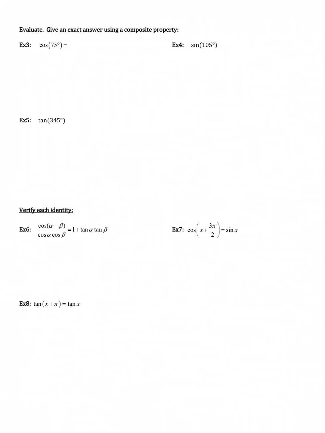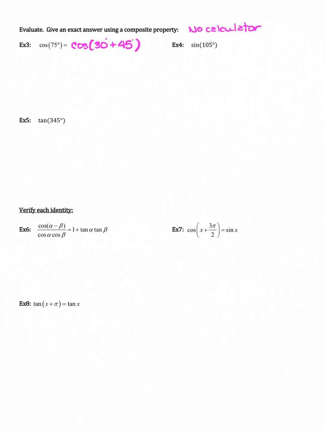Now, when doing these problems, give an exact answer using a composite property. The idea here is you're not going to be using a calculator. So you want to choose 2 special triangle values that add or subtract up to 75. So I'm going to use 30 degrees plus 45 degrees. So I know that I'm going to erase this for a second so I can utilize my space. This equals cosine of 30 degrees plus 45 degrees.